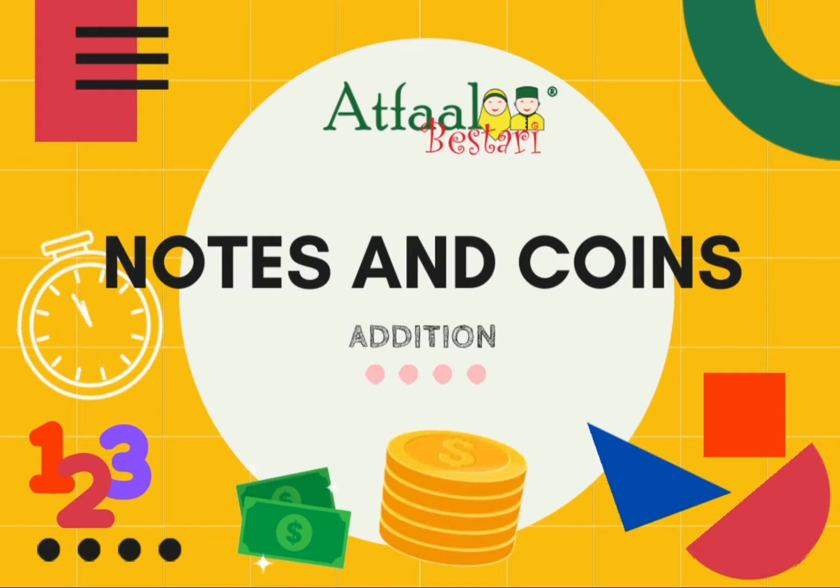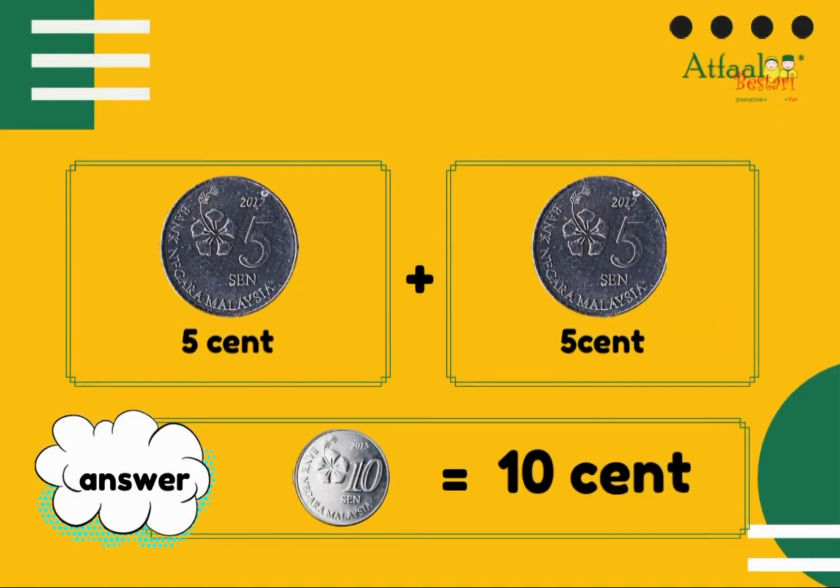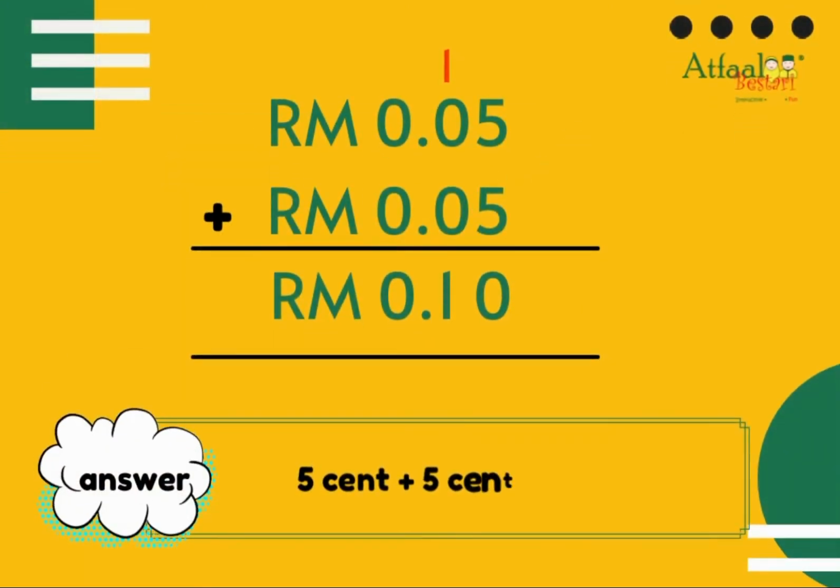Let's start with addition of notes and coins. The first example is 5 cent plus 5 cent equal 10 cent. Let's do some calculation in vertical method. This is how you write 5 cent in ringgit.